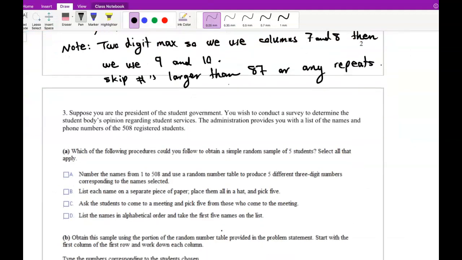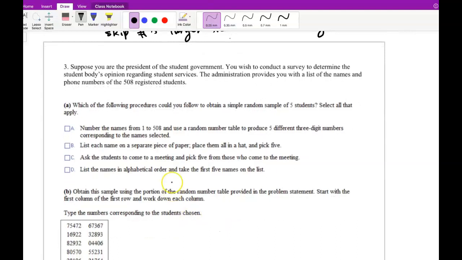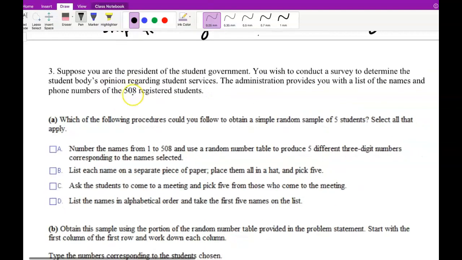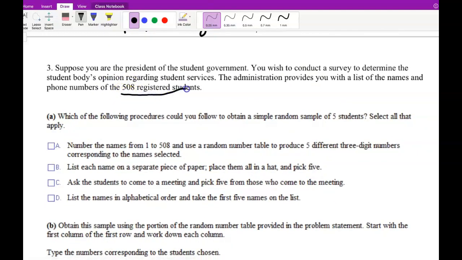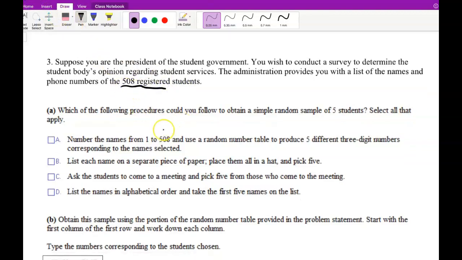Okay, finish that one. Now, next page, number 3. Suppose you are the president of student government. You wish to conduct a survey to determine the student body's opinion regarding student services. The administration provides you with a list of the names and phone numbers of 500 registered students. So we have 500.